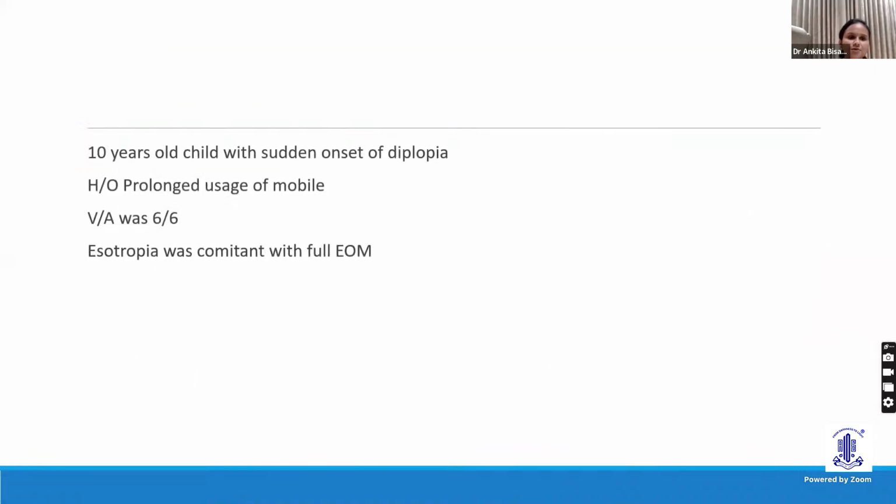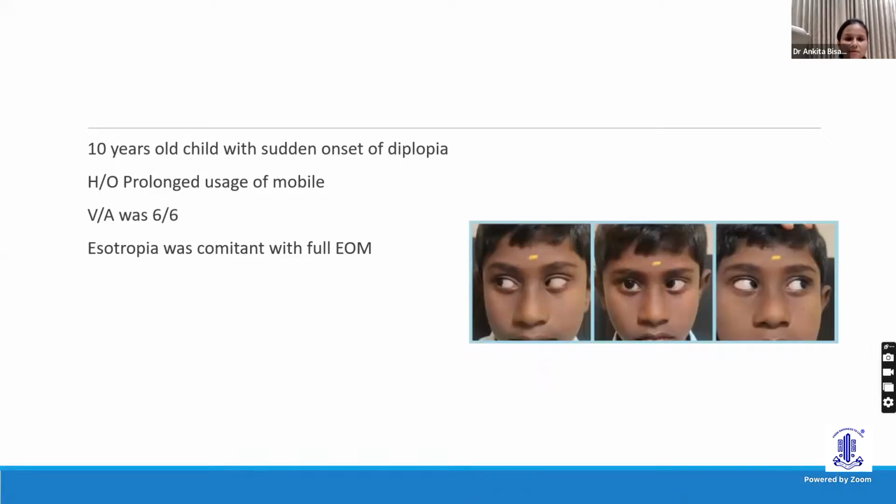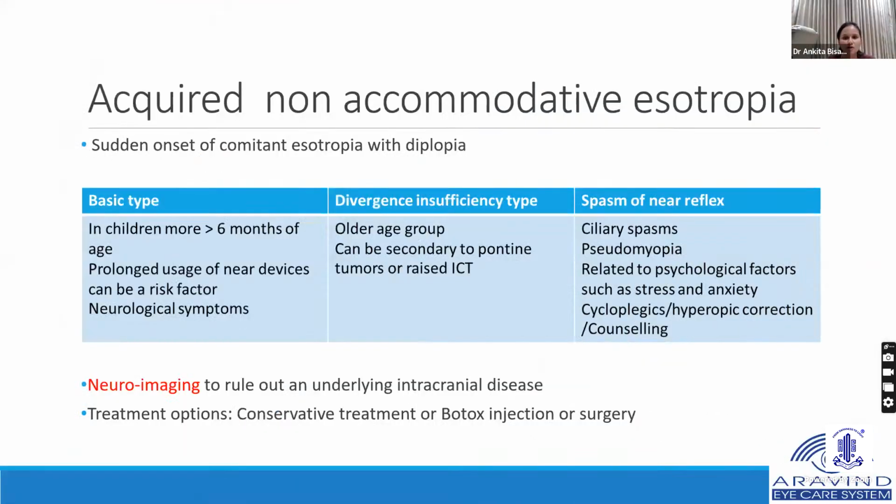Another child, a 10-year-old, presented to us with sudden onset of diplopia. There was a history of prolonged usage of mobile. The visual acuity was 6/6 unaided, and the esotropia was concomitant with full extraocular movements. So this was diagnosed as the basic type of acquired non-accommodative esotropia. Acquired non-accommodative esotropias usually present with sudden onset of concomitant esotropia with diplopia.